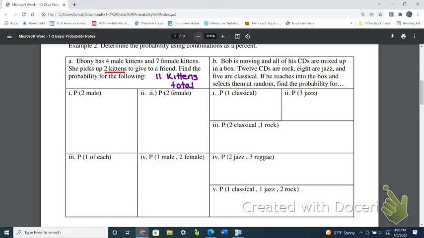So the probability of getting 2 males. If I use combinations, how many males do I have to choose from? I have 4, and I'm choosing 2, divided by 11 total kittens, choose 2. So we put this in our calculator, and you get 6 over 55. Then divide it out, multiply by 100, and you'll get 10.9%.